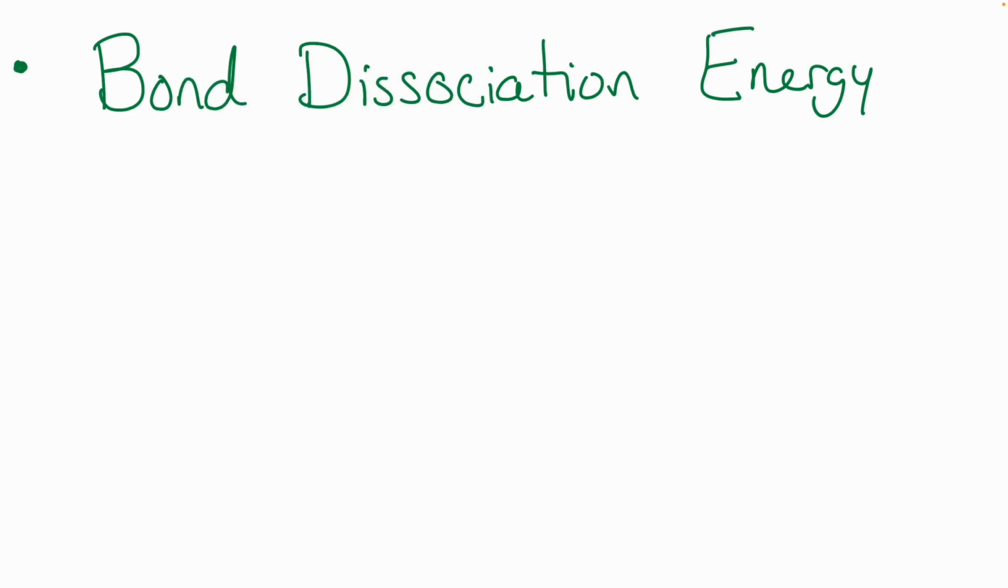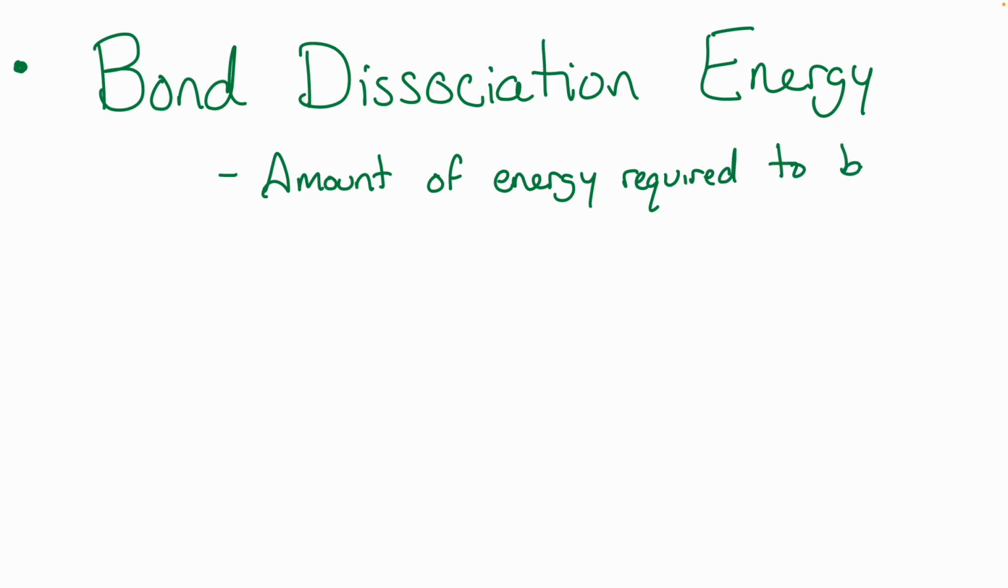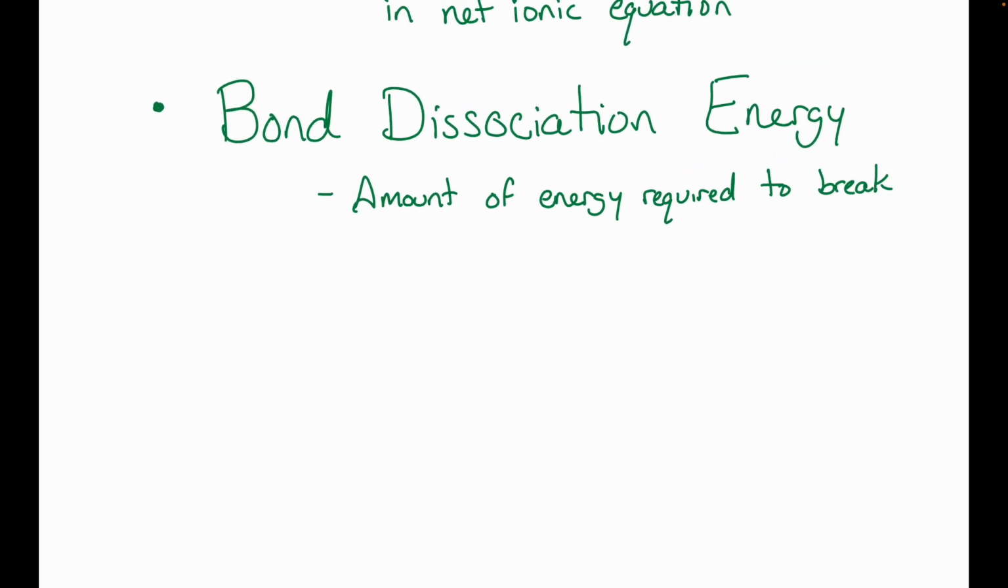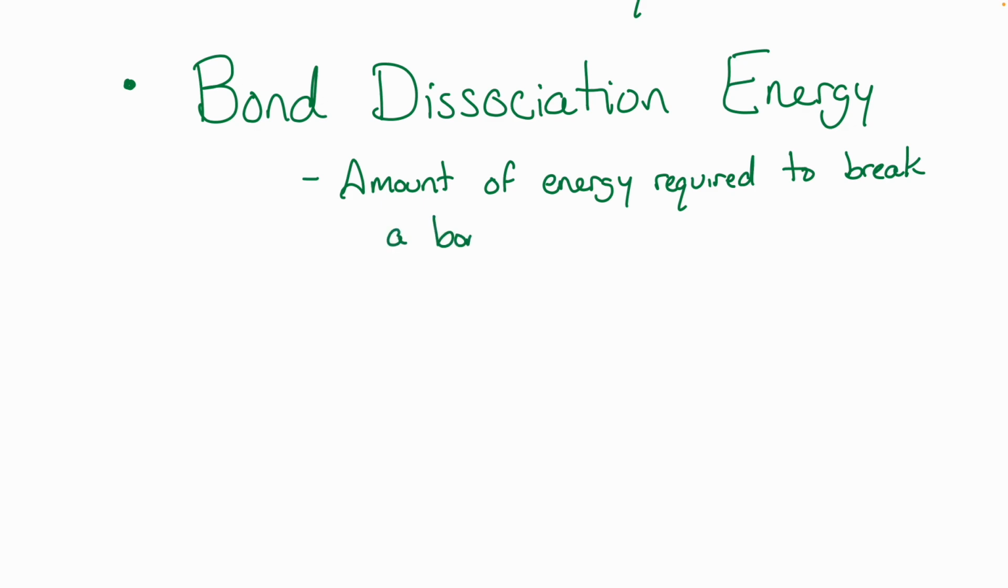All right, chemical reactions are all about making and breaking chemical bonds. And your bond dissociation energy is the amount of energy required to break a bond. In any chemical reaction, you're breaking chemical bonds, but you're also forming new chemical bonds when your product starts to form. And it turns out that the exact same amount of energy is released when those new bonds are formed.